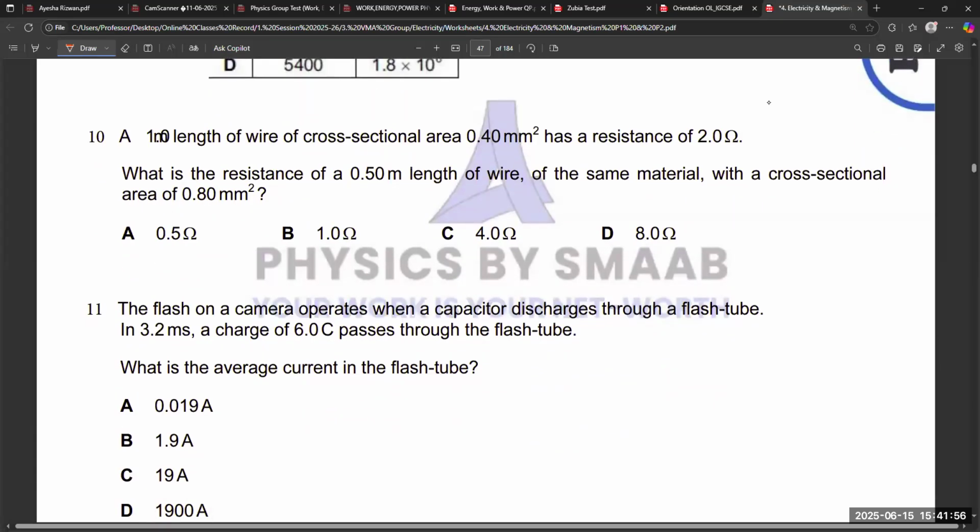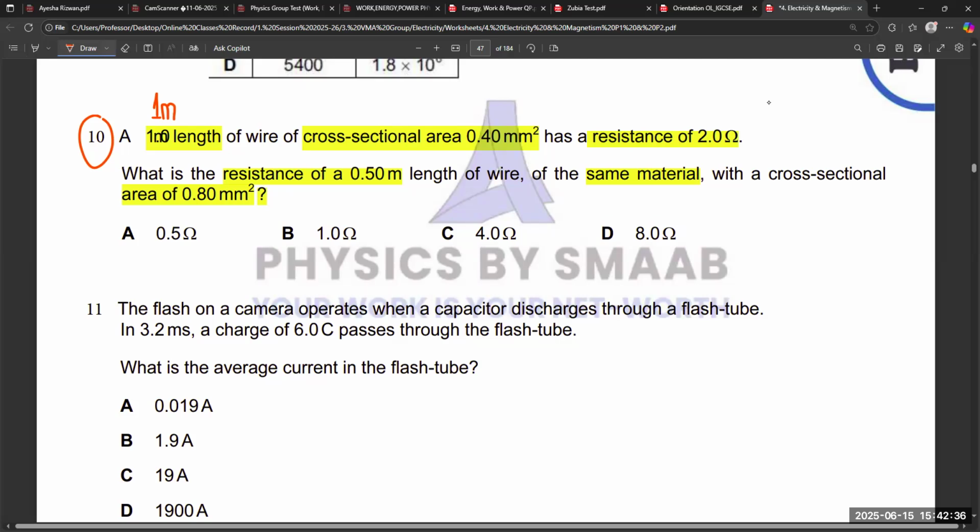Okay. Question number 10. This is related to the factors affecting resistance. A 1 meter length of wire of cross-sectional area 0.4 millimeter square has a resistance of 2 ohms. So what is the resistance of a 0.5 meter length of wire of the same material with a cross-sectional area of this? It will be less than 2, that much we can know.